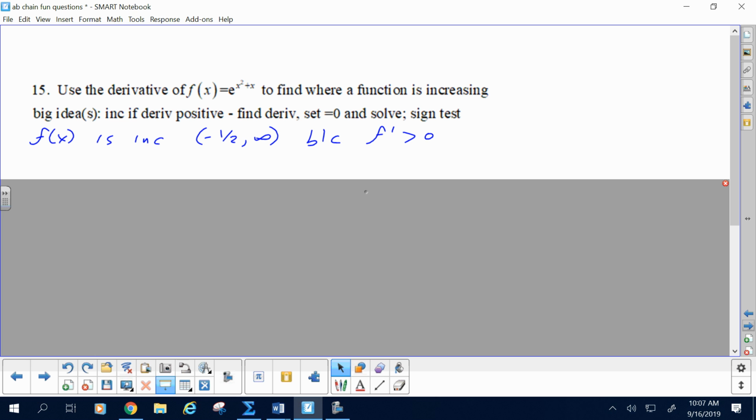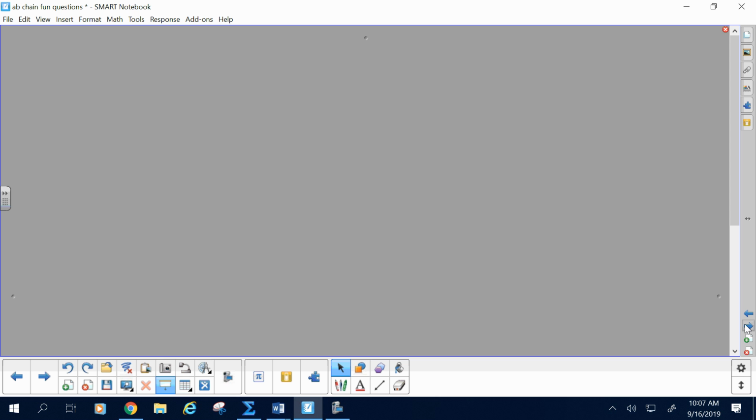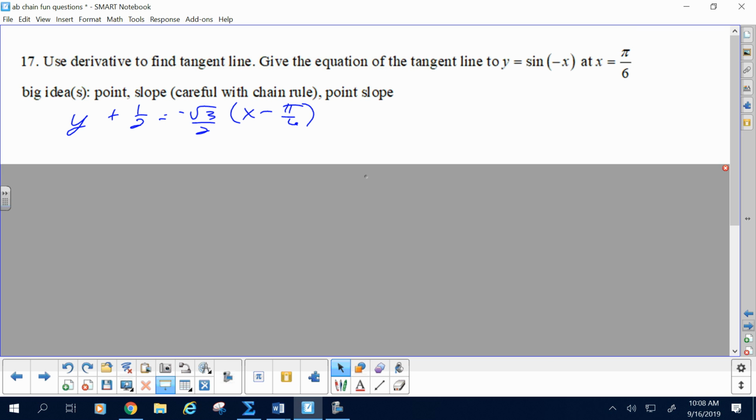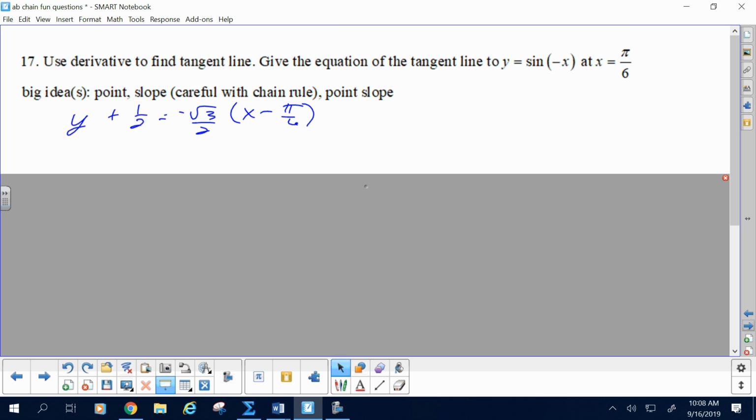Okay. Number 15, the conclusion. This is obviously nowhere close to all the work I did, but the conclusion was f is increasing on -1/2 to infinity because f prime was positive. Number 16, my conclusion was h has a horizontal tangent at pi/2 and 3pi/2 because h prime was 0 there. We had to focus where the top was 0, not the bottom of the fraction. And then finally, the tangent line was y plus 1/2 equals -√3/2 times x minus pi/6.